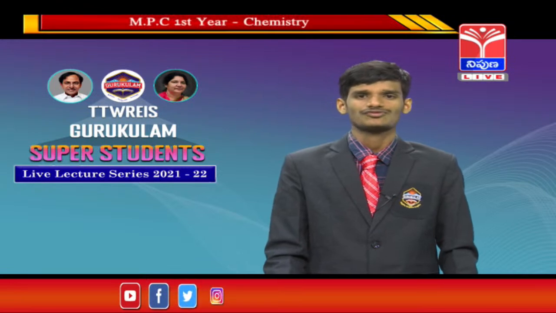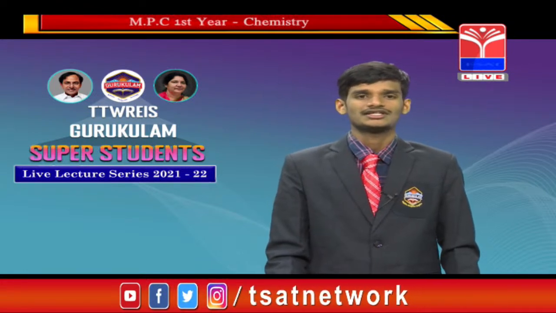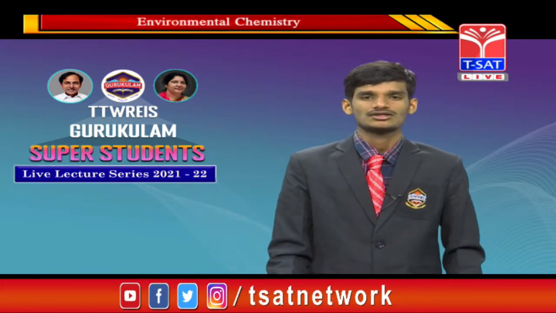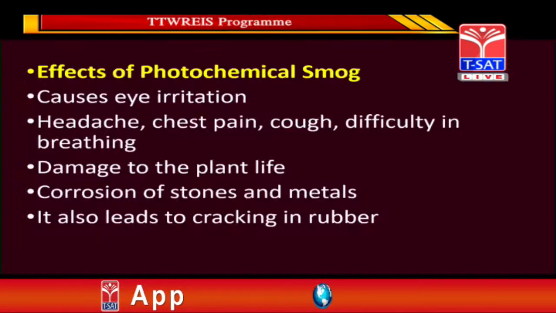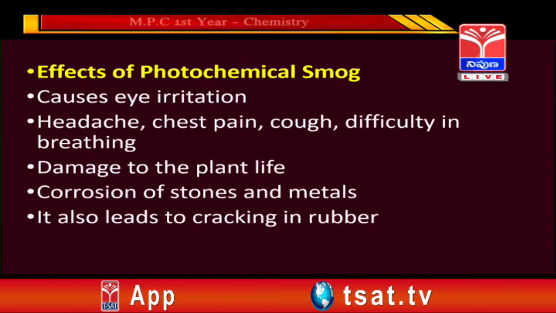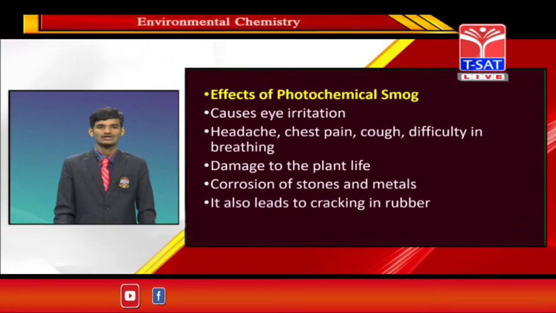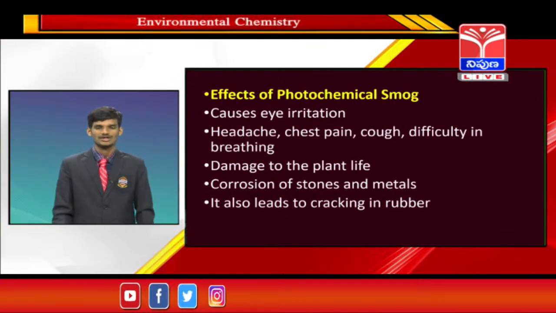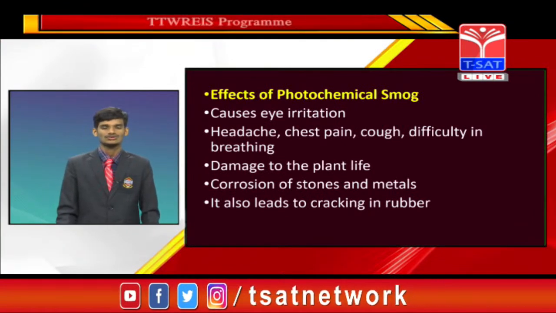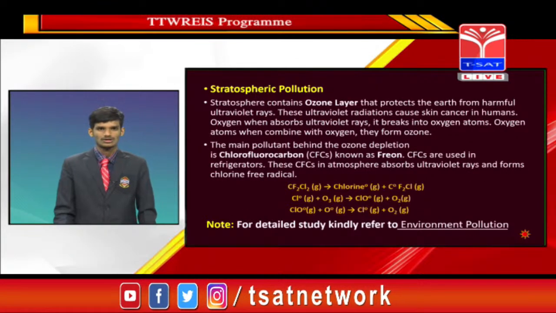What are the effects of photochemical smog? It leads to irritation of the eyes. At high concentration, it leads to headache, chest pain, cough and difficulty in breathing. It damages plant life and causes corrosion of stones and metals. It also leads to cracking in rubber.